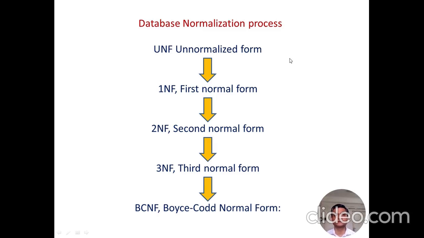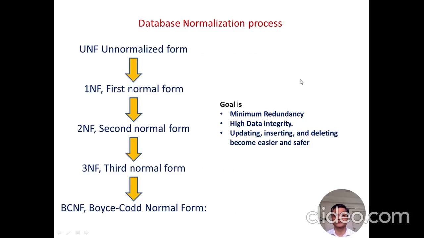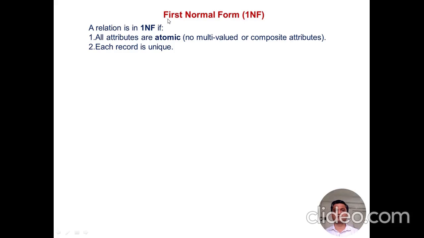As you go from a lower-order normal form to a higher-order normal form, your data tables become better and better at handling redundancy, update anomalies, insert anomalies, and delete anomalies. Let's quickly go through them. We start with first normal form. If a data table is given, the first thing we check is whether it satisfies the conditions of 1NF. A relation is in 1NF if all attributes are atomic. Each record is unique.